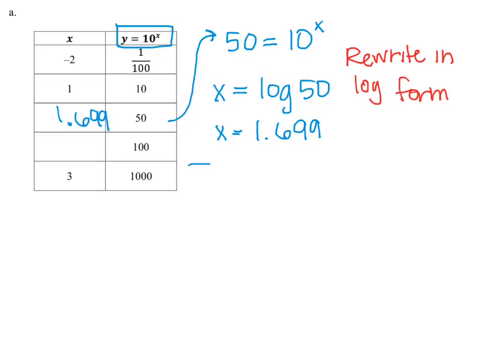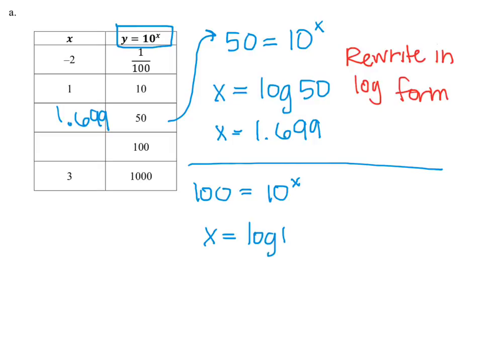I can do the same thing when y equals 100. Plug 100 in for y. Rewrite this in logarithmic form. I can say x is equal to log base 10 of 100. This is one that I could plug into a calculator, but I know that 10 to the 2 is equal to 100. So the answer to this log is just that exponent, and so I can say x is equal to 2.